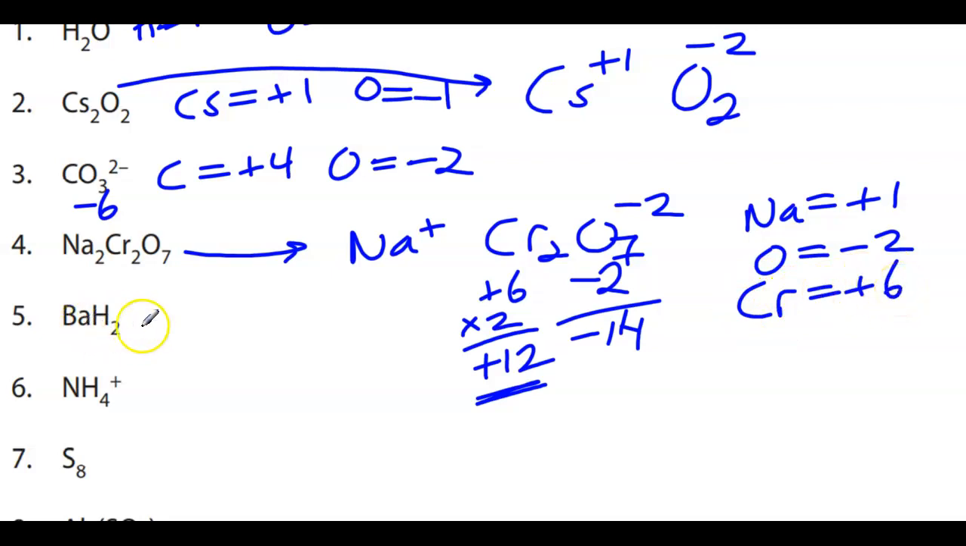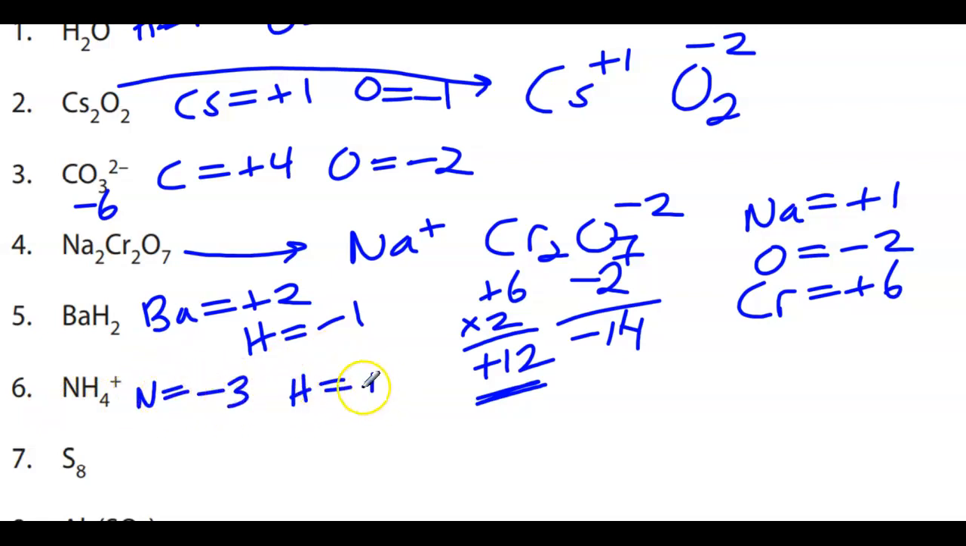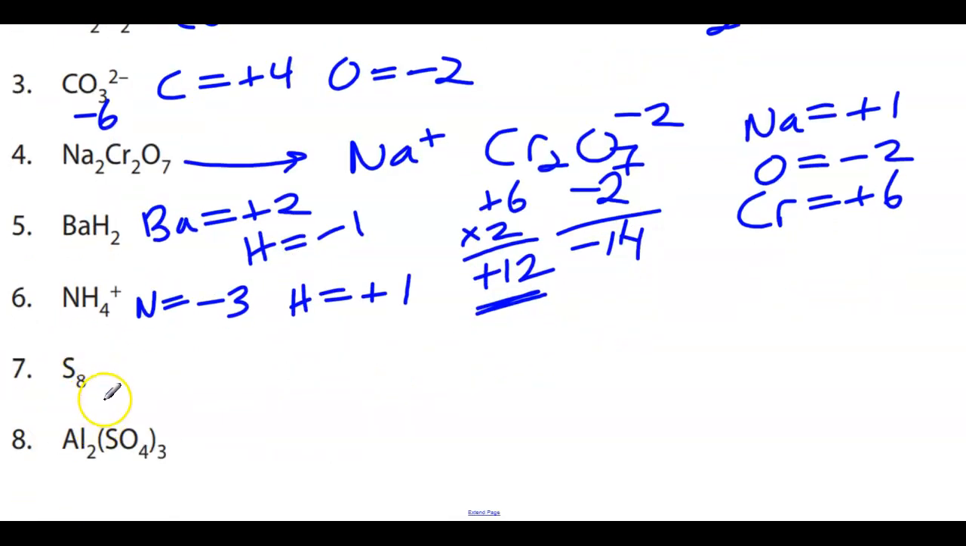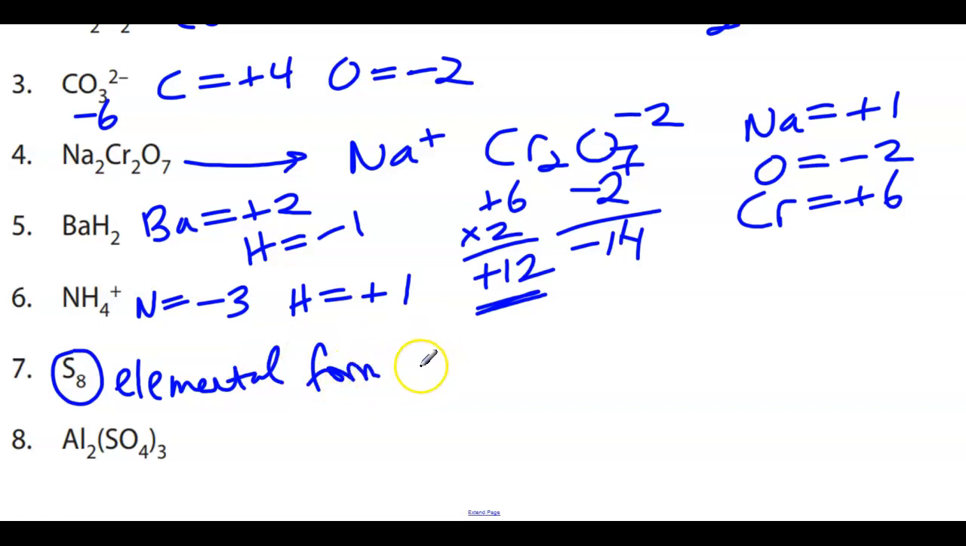Barium hydride. Barium is a regular ion in group 2, so it's +2. Hydrogen, because this is a metal hydride, would be -1. NH4 plus, we actually did this example already. Nitrogen is -3, hydrogen is +1, and they all add up to +1. S8, you may or may not know this, is the elemental form of sulfur, so it would be assigned a value of 0.